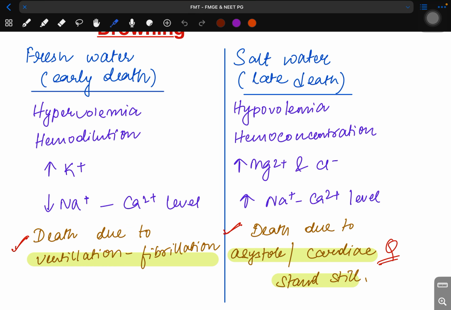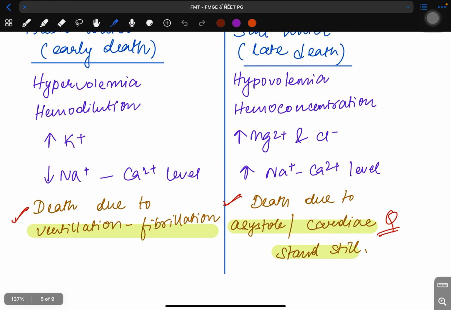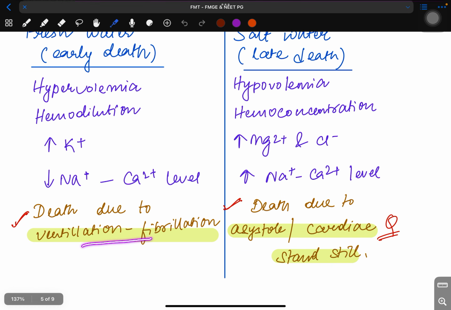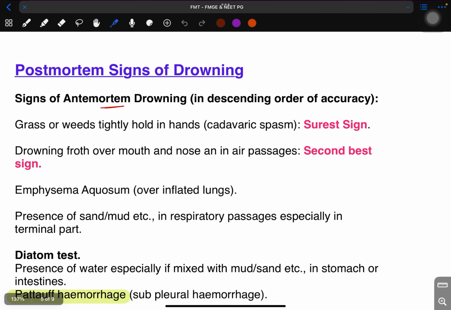Whereas in salt water, everything opposite happens. Instead of hypervolemia, hypovolemia occurs, hemoconcentration occurs, with increased levels of magnesium and chloride, and increased levels of sodium and calcium. Here it's a decrease. And in salt water, death occurs due to asystole or cardiac standstill. So you have to identify the cause of death. In fresh water, it is due to ventricular fibrillation, and in salt water, it is due to asystole or cardiac standstill.